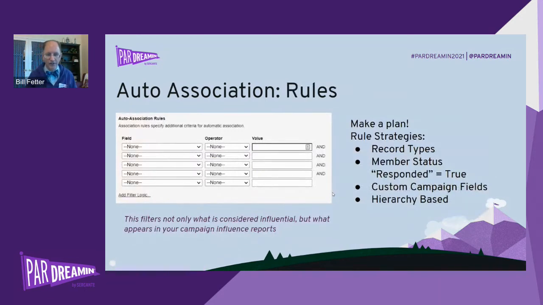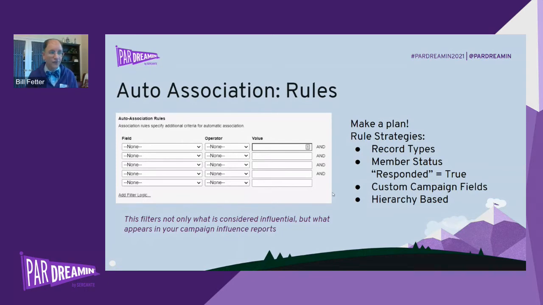Then there's your rules. So again, this is huge. Make a plan for how you're going to deal with this. This set of rules follows the same setup as any other set of Salesforce rules that you set up. It's got the filter logic available to you. It's pulling any field that's available on campaign. So you can use any custom fields you created. You can use a record type if you have record types. You can use naming convention if you want to. You can use any field that's in the campaign to set up what you want to filter as being influential or not.